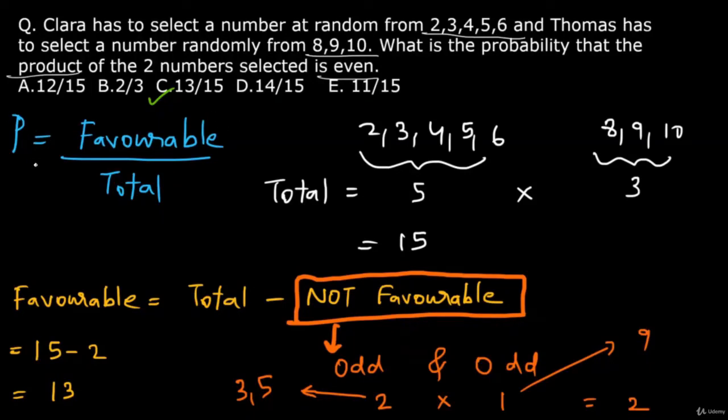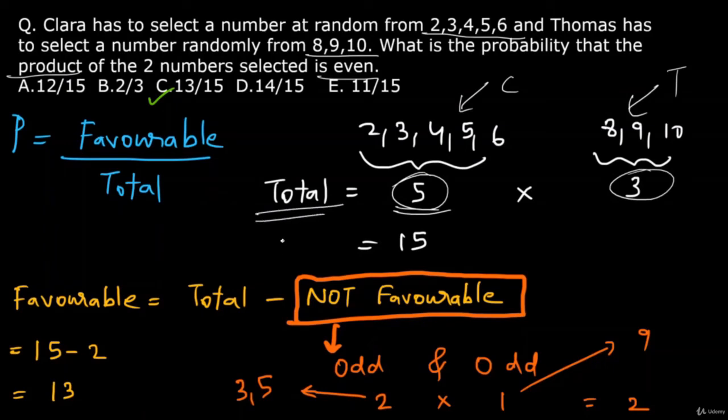Now, you know that probability is nothing but favorable events divided by total number of events. Over here, Clara has to select a number from 2, 3, 4, 5 and 6. So she can do this selection in 5 ways because there are 5 numbers, or you can think of it as 5C1. And Thomas has 3 numbers from which he has to select one number, so he can do it in 3 ways. So the total number of selections that can be done is 5 into 3, that's 15 ways.